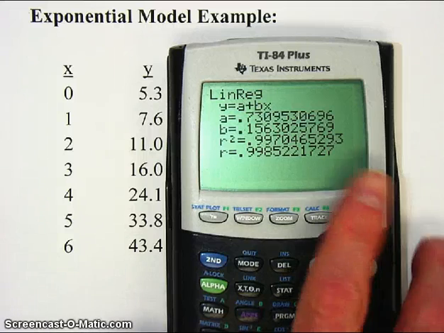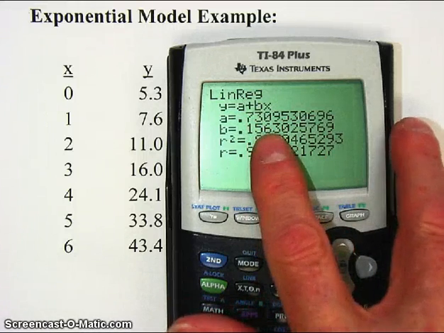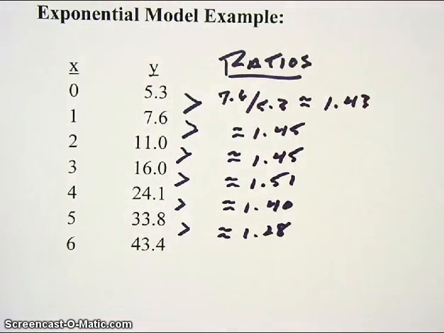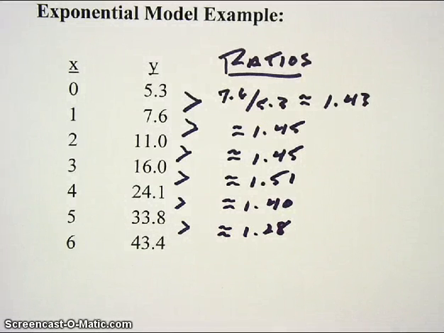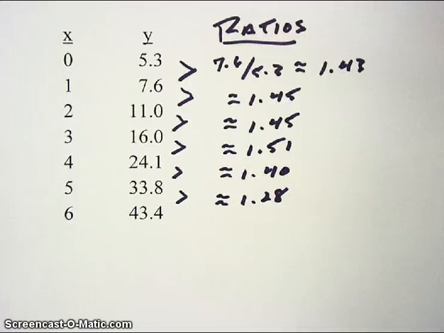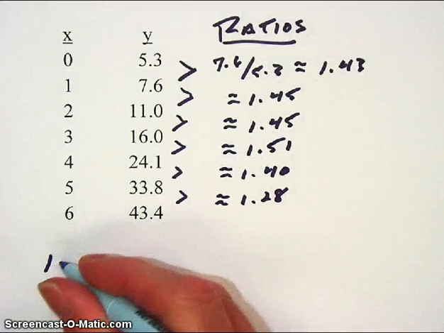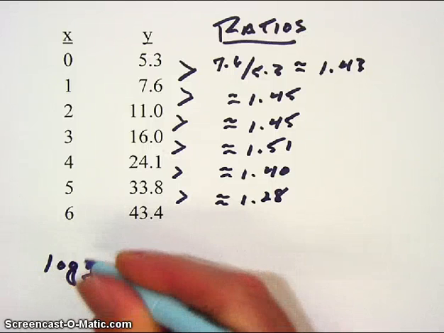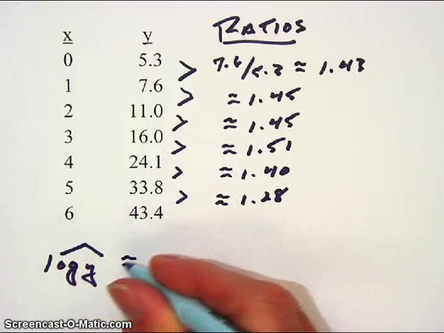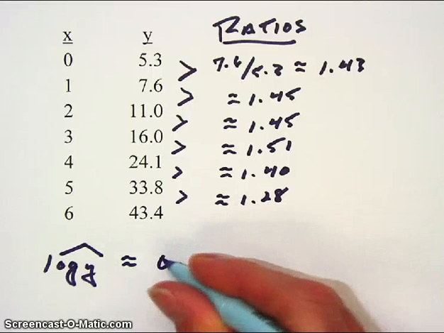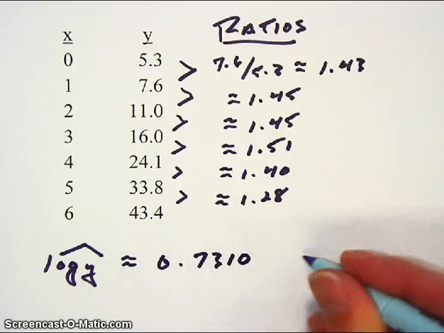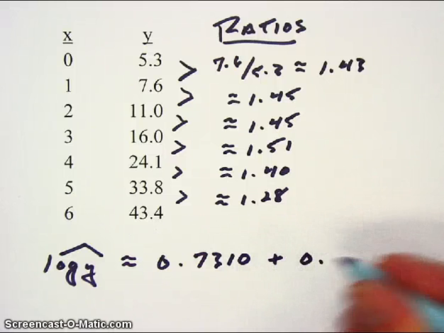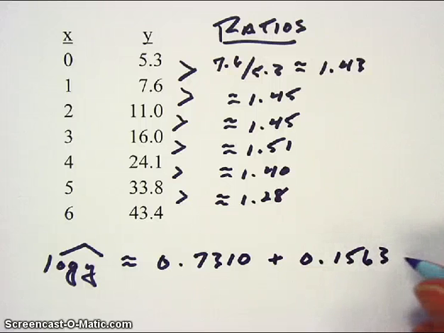Okay? Now what we want to do is take this information from here and put it back into a form that is truly an exponential model. So what we'll do is we'll take the original regression equation, which is log of y hat is approximately 0.7310 plus 0.1563 times x. Now what we want to do is transform that back into an exponential model.